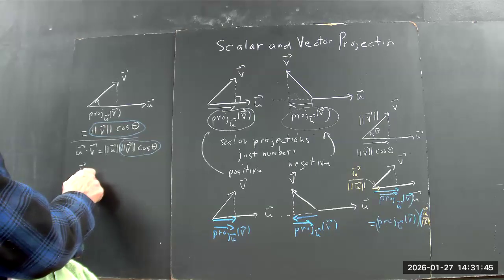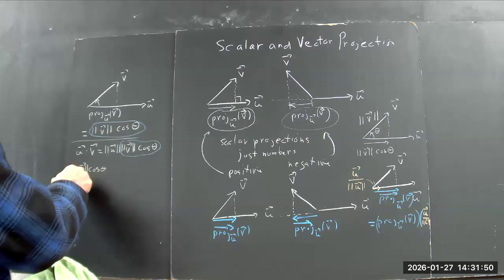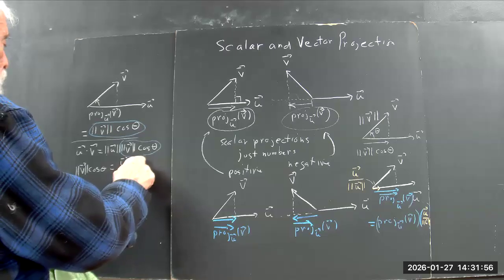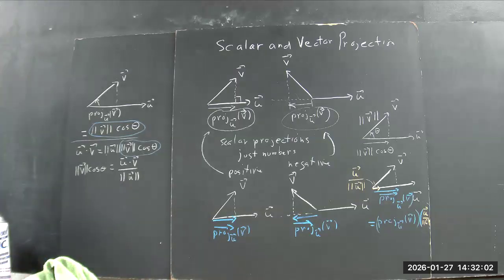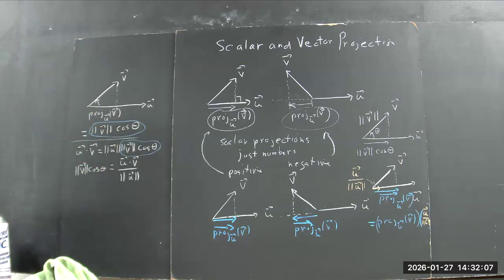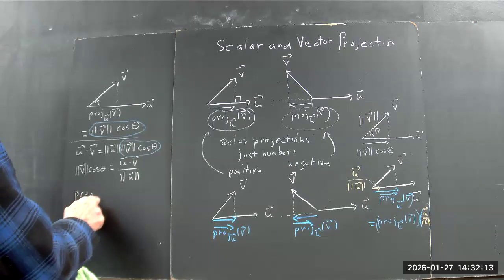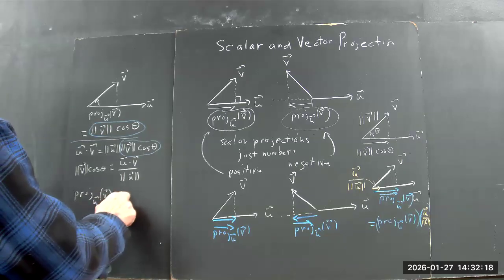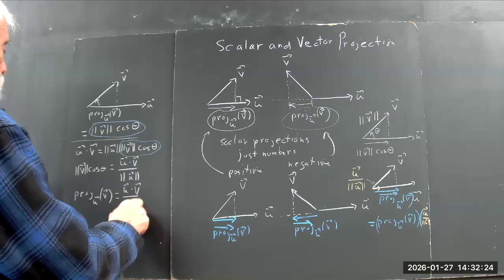It follows then that magnitude of V cosine theta equals U dot V divided by the magnitude of U. Well, magnitude of V cosine theta is the projection onto U of V. So this is the scalar projection onto U of V. That equals U dot V over magnitude of U.